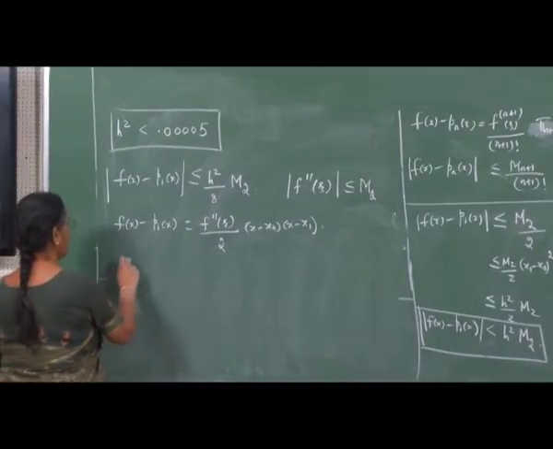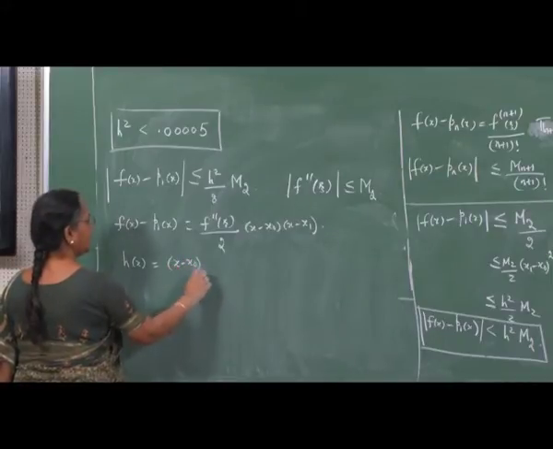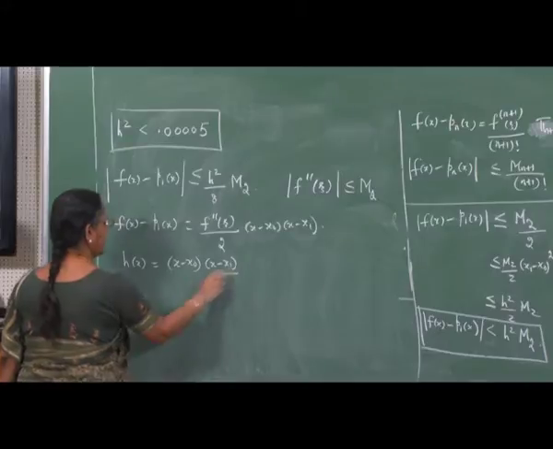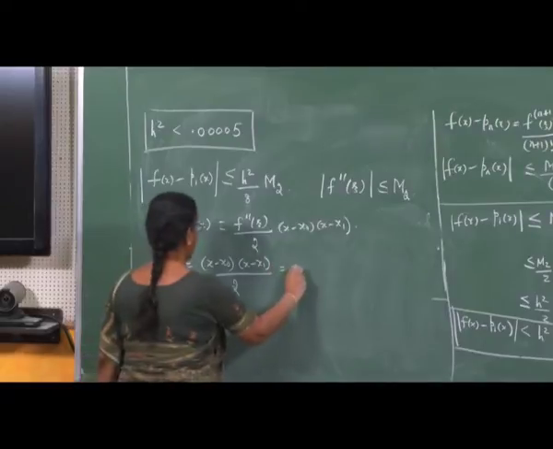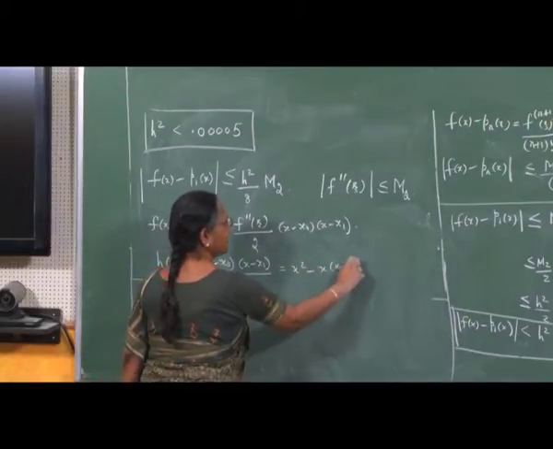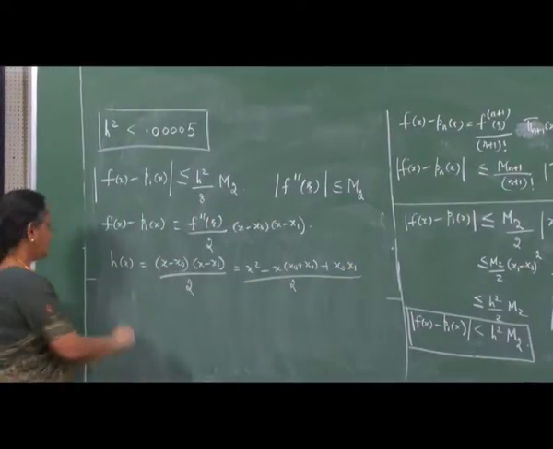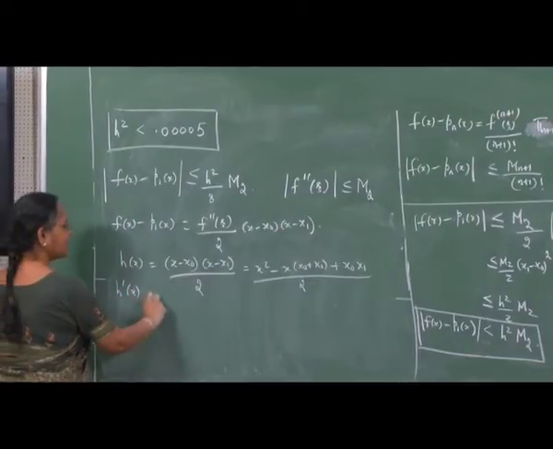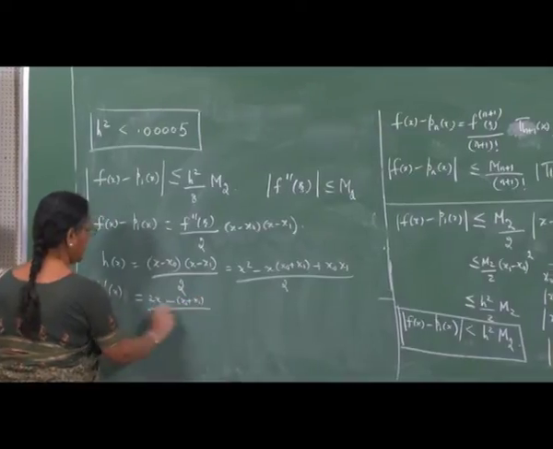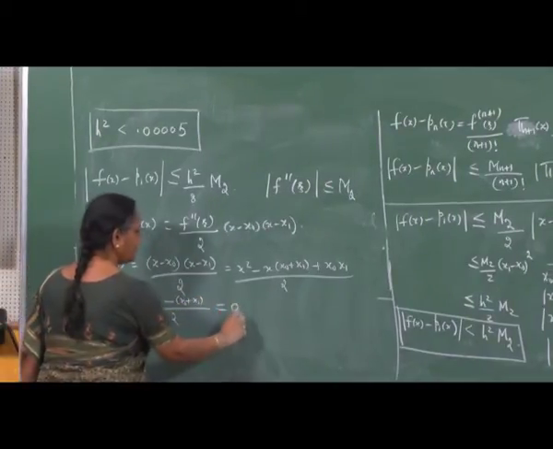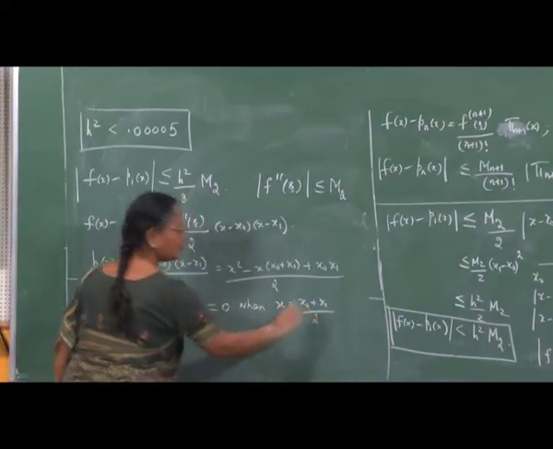So, I shall write down h of x to be equal to x minus x naught into x minus x1 divided by 2, and that is x square minus x into x naught plus x1 plus x naught x1 by 2. So, h dash of x is 2x minus x naught plus x1 by 2, and it vanishes when x is equal to x naught plus x1 by 2.